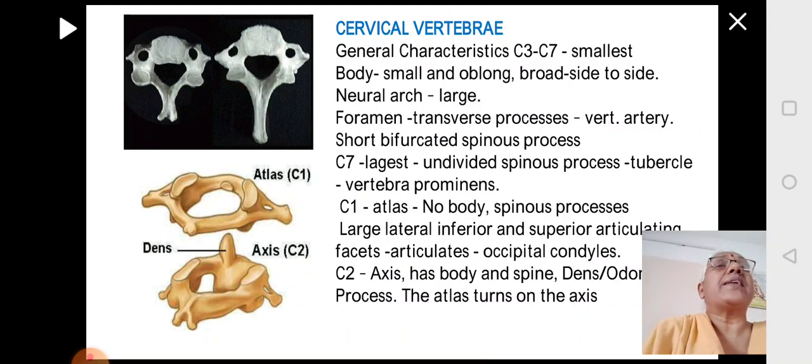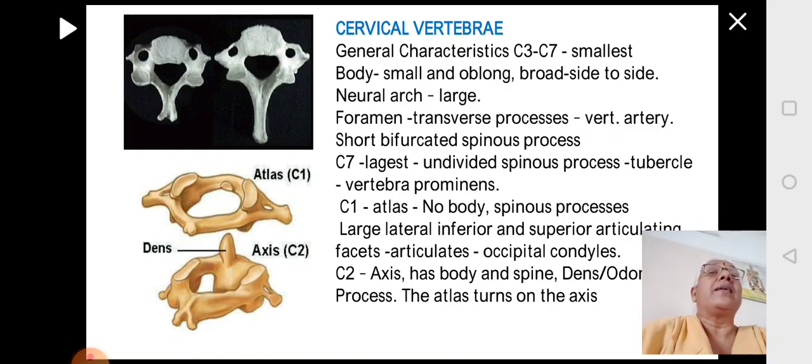So if you want to describe the structure of a typical cervical vertebra, basically you will be talking about the vertebrae from C3 to C7. If you look at the body, you will see that the body is smallest in the cervical vertebrae and it is somewhat oblong. It is broad side to side, which means from side to side it is bigger than from top to bottom. Top to bottom it is narrow, side to side it is big.